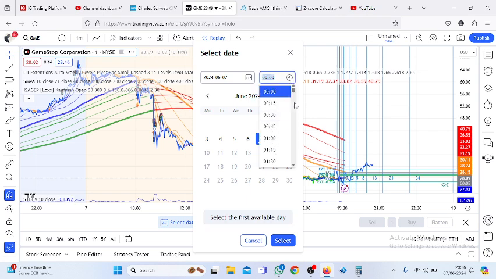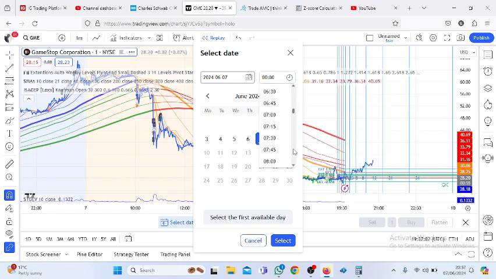Let's go all the way back to, I think it has to be my time. I'm in London, so I'm going to use when the market opened. Okay, pre-market session. Yeah, let's go all the way back to 11:30. Let's see. Select.